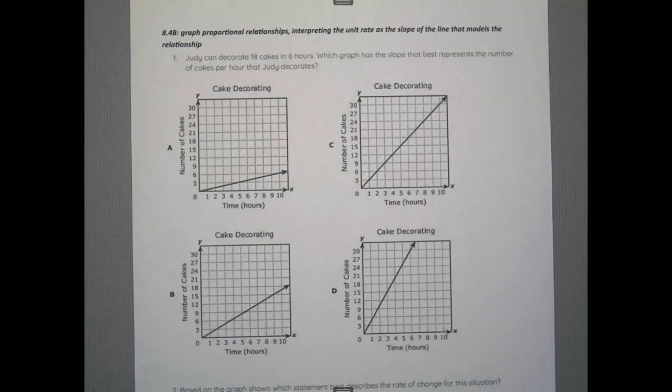Hello, everyone. Today we're going to be looking at interpreting the unit rate as the slope of a line. So for number one, it says Judy can decorate 18 cakes in 6 hours. Which graph has the slope that best represents the number of cakes per hour that Judy can decorate?